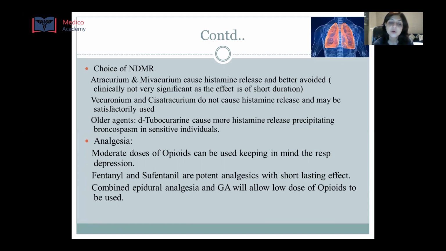Now, analgesia. A moderate dose of opioids can of course be used, keeping in mind the respiratory depression. Fentanyl and sufentanil are potent analgesics with short-lasting effects. Combined epidural analgesia and GA will allow a low dose of opioids to be used.